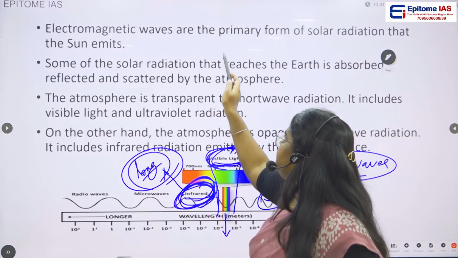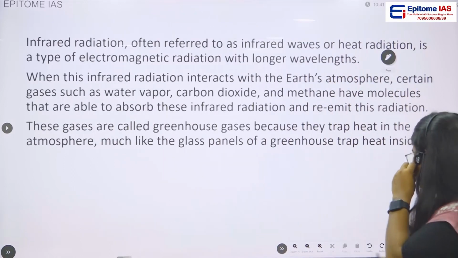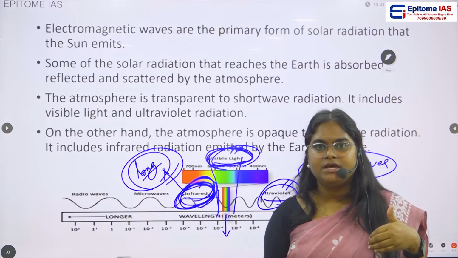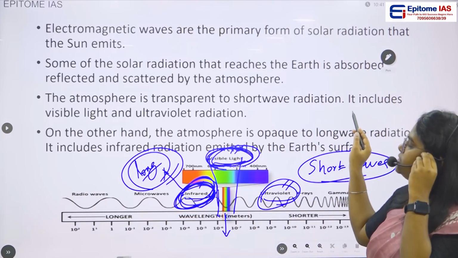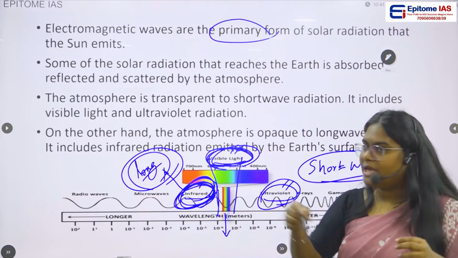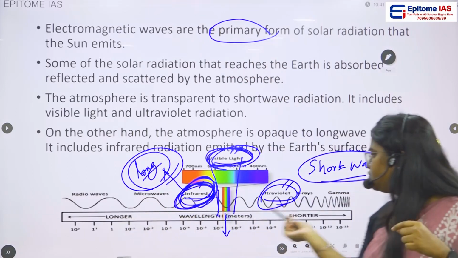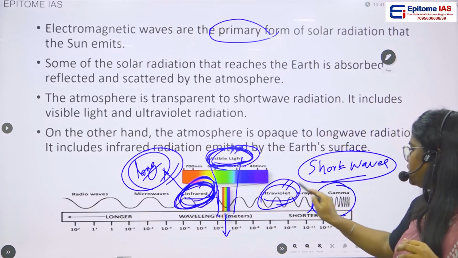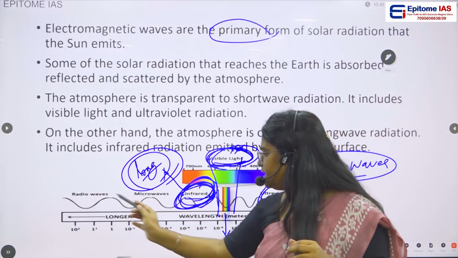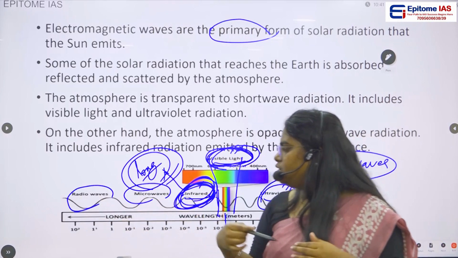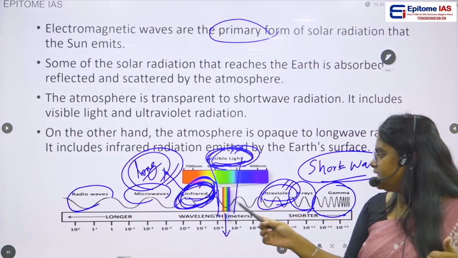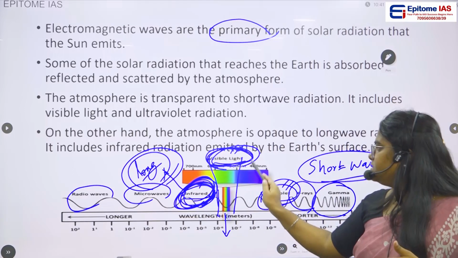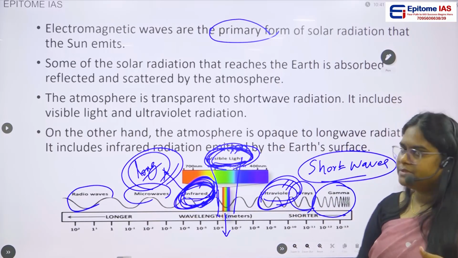The electromagnetic waves are the primary form of solar radiation. So whatever the incoming solar radiation which we receive, right? This incoming solar radiation is primarily in the form of electromagnetic waves. These are electromagnetic waves of different wavelengths. From here, these are shorter wavelengths, and when you move towards the side, these are longer wavelengths. So technically the infrared waves have longer wavelength compared to the visible light and the ultraviolet waves.